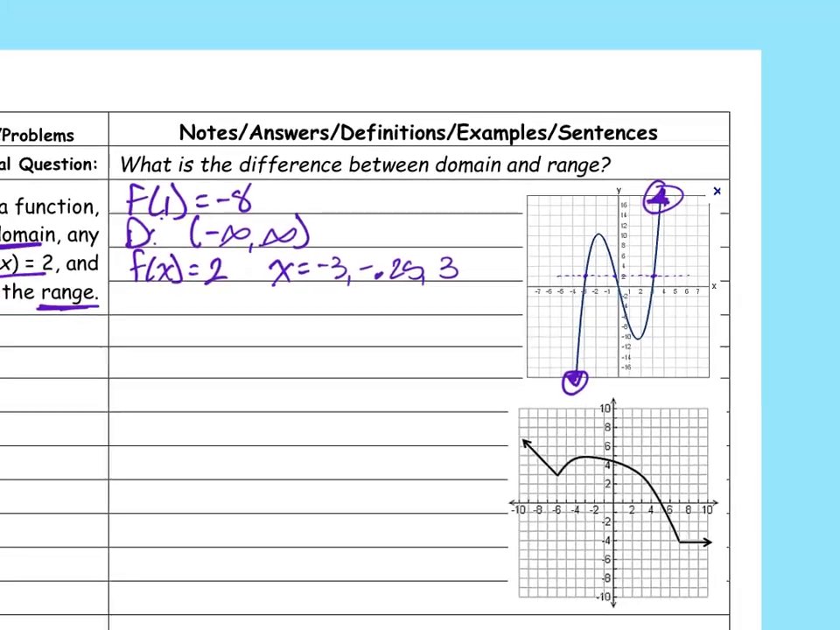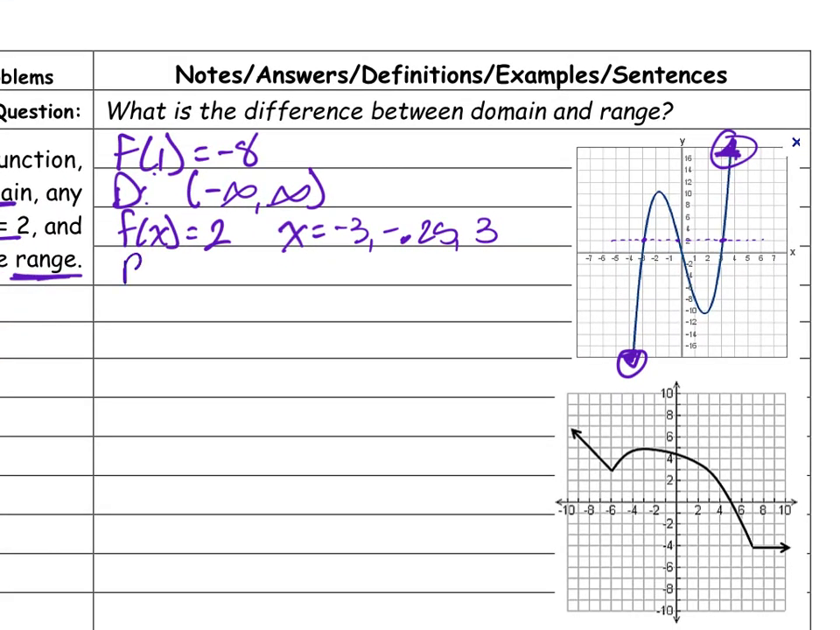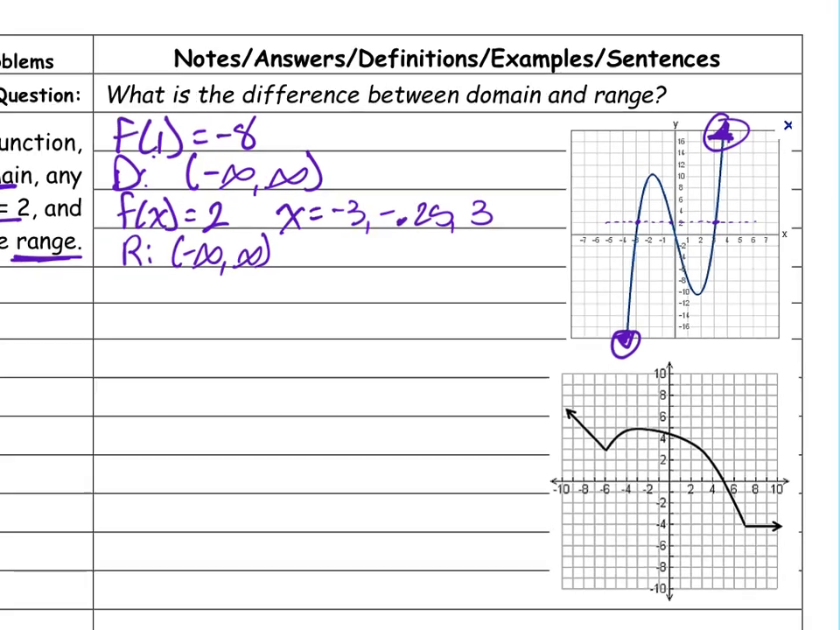And then the last question they asked was, what's the range? So my range on this also, there's arrows, it's going forever. So -infinity to infinity. Questions? This is all stuff that you should have done before. But I just want to make sure that you can do it.